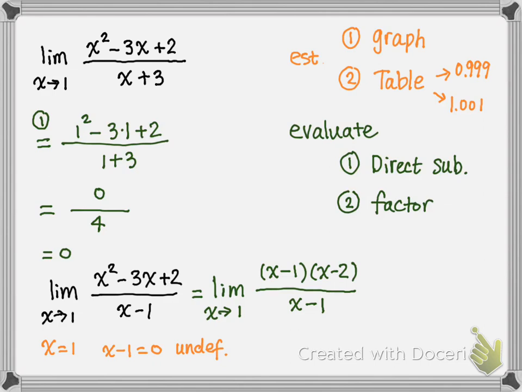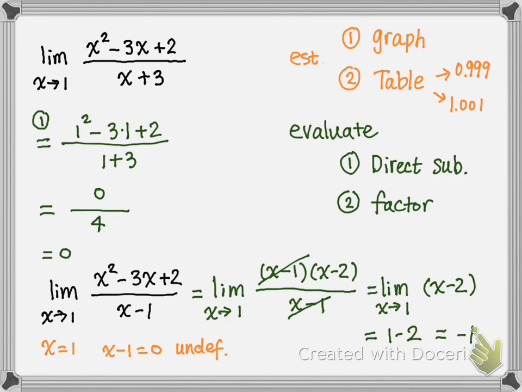Now in this case, we can see x minus 1 and x minus 1 cancel. So we are left with limit as x goes to 1 of x minus 2. What it is basically saying is these two limits are equivalent because these two functions agree at all points except at x equals 1. So for this limit, now we can do direct substitution. We can substitute x equals 1, which will give you negative 1 as the limit. So this limit equals negative 1.